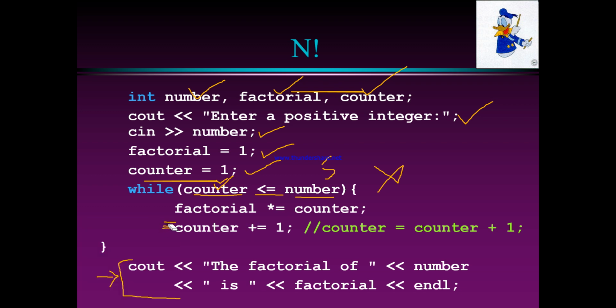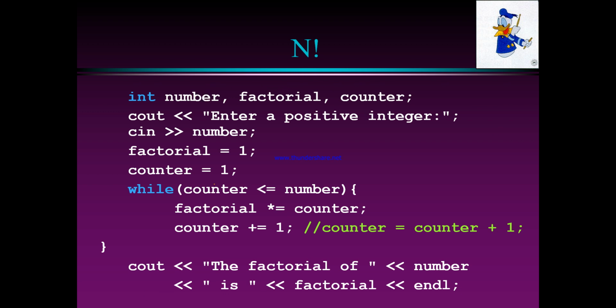Okay, now you see this statement: factorial multiply by equal to counter. So it means that factorial is equal to factorial multiplied by counter.